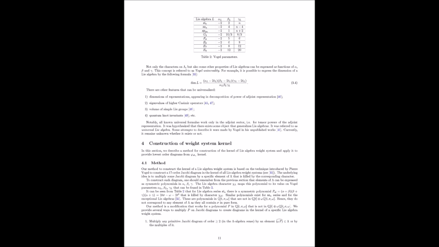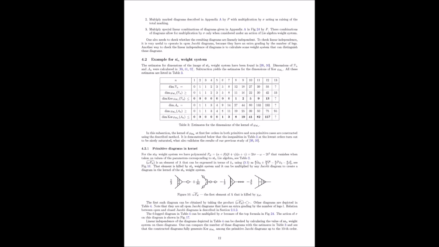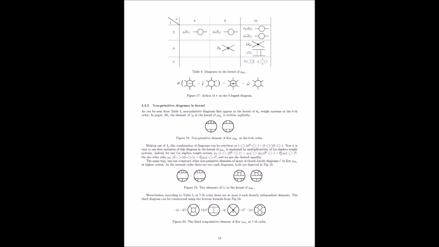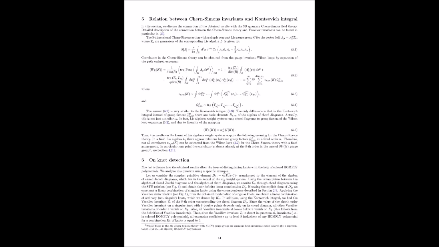algebra weight systems. Now, remember those characters we discussed earlier, those functions that connect to specific Lie algebras? Yes, I remember. They act on those elements of the algebra and output numerical values associated with a particular Lie algebra. Right. And the amazing thing is that Vogel discovered that the characters associated with simple Lie algebras can be expressed using just three numerical values, alpha, beta, and gamma.